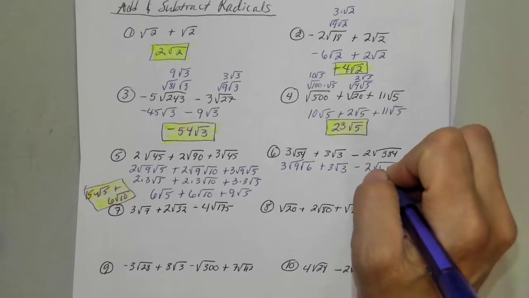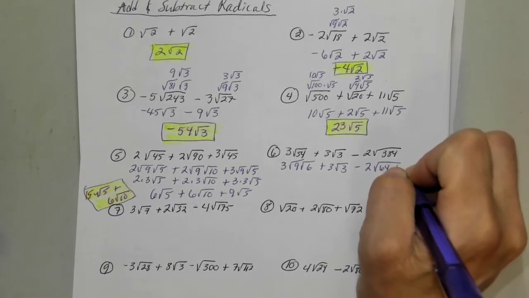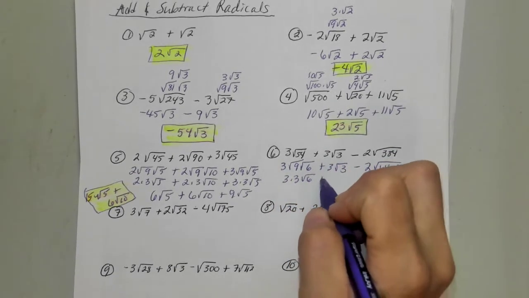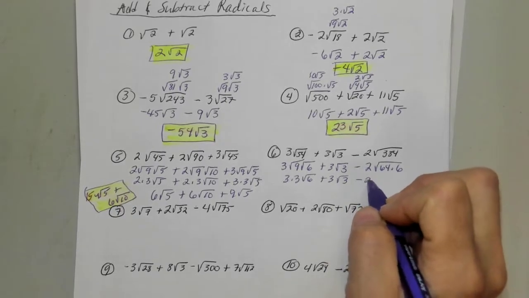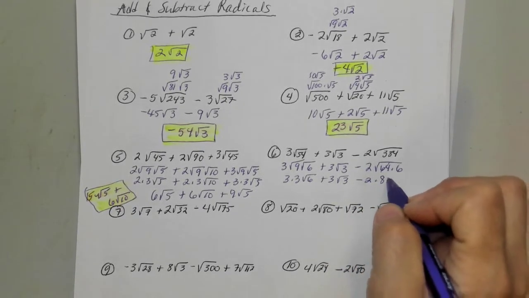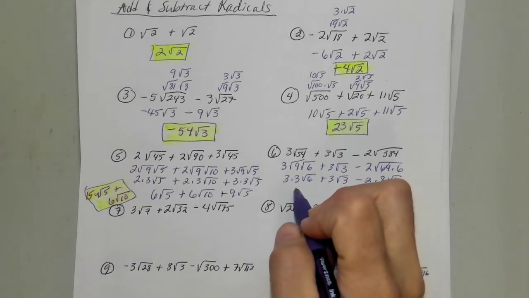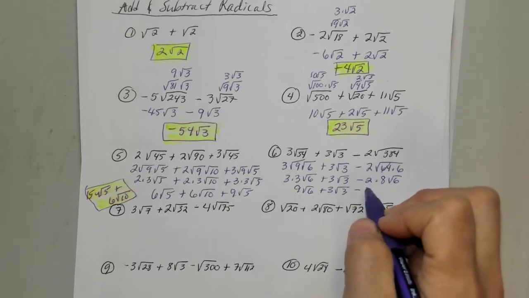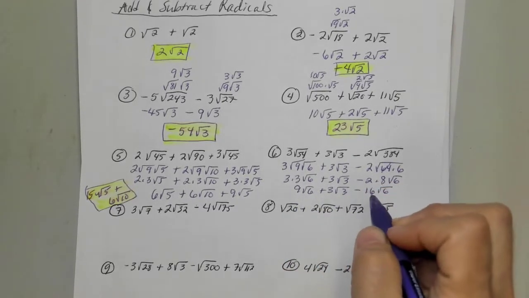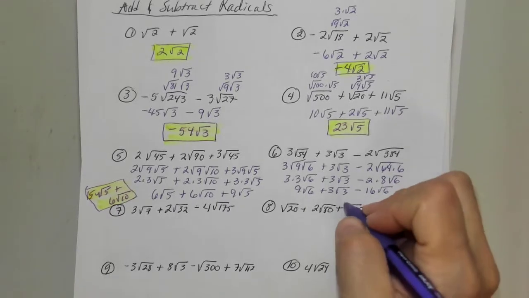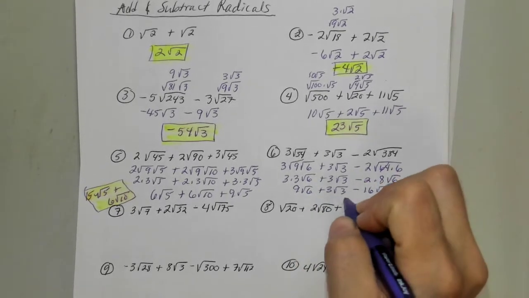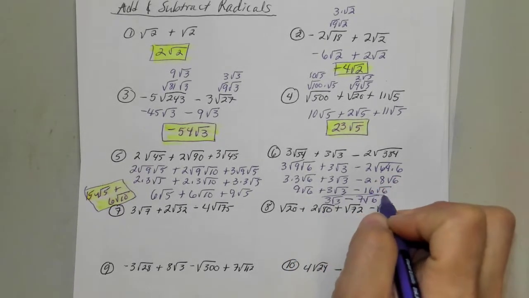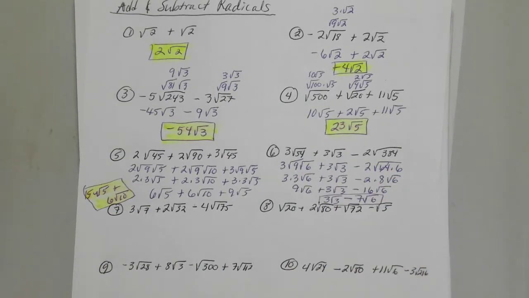I think 384 is the same as 64 times 6. So take this out, you get a 3 times 3 root 6 plus a 3 root 3 minus 2 times, let's see, that makes an 8 root 6. So 9 root 6 plus 3 root 3 minus 16 root 6. 9 root 6 minus 16 root 6 would make minus 7 root 6. And we're going to put the 3 root 3 right there. And that is what you should get for your answer.